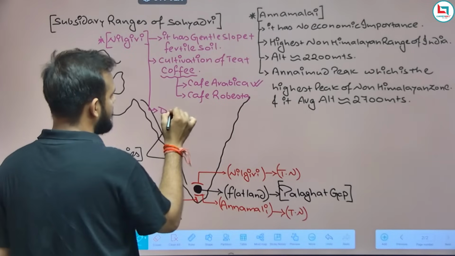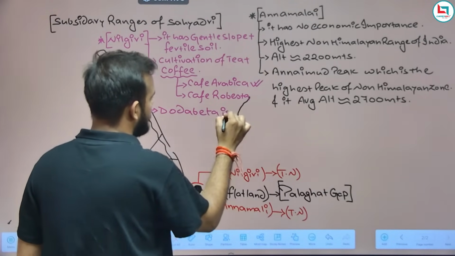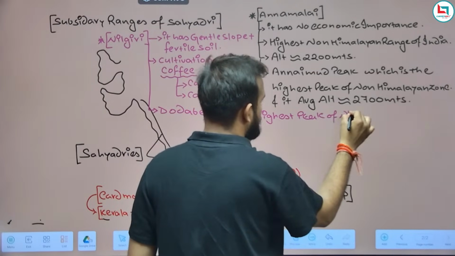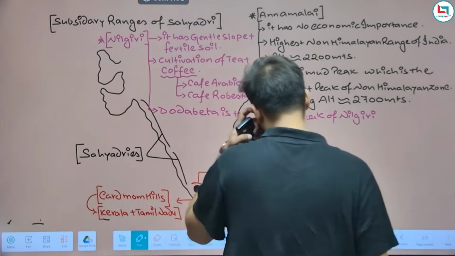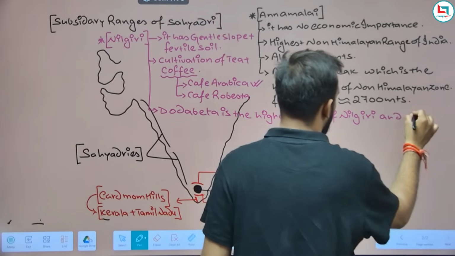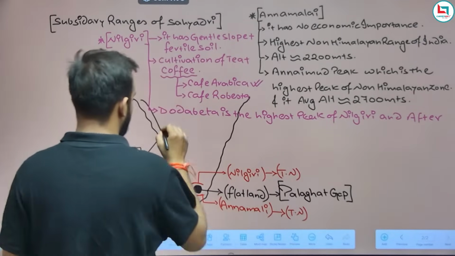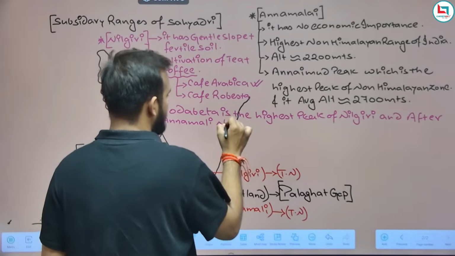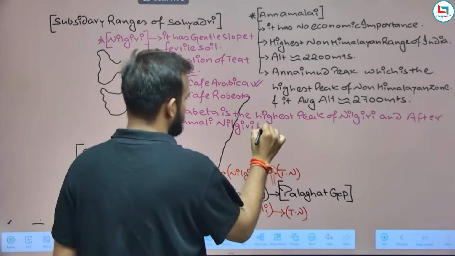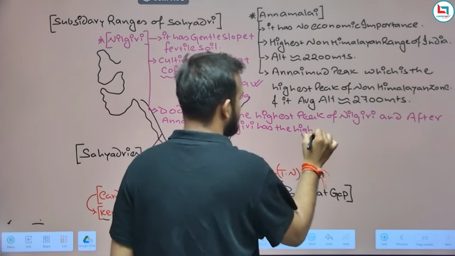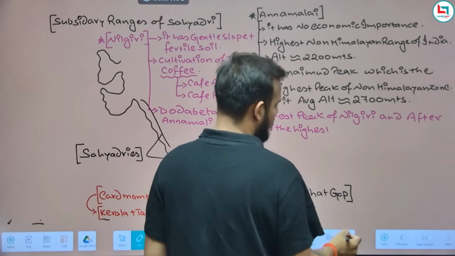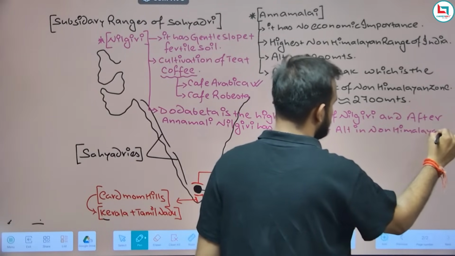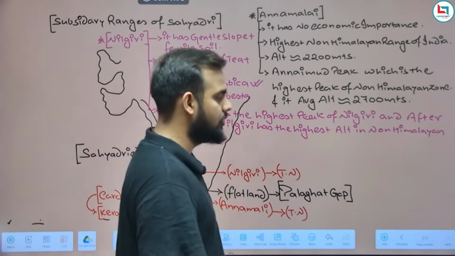So Doda Beta is the highest peak of Nilgiri, and after Annamalai, Nilgiri has the highest elevation, highest altitude in the non-Himalayan zone. Okay, so we should know about this thing also.